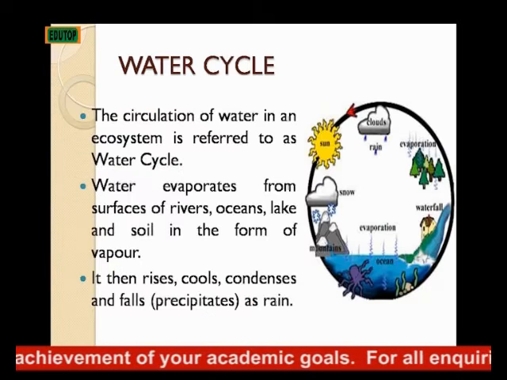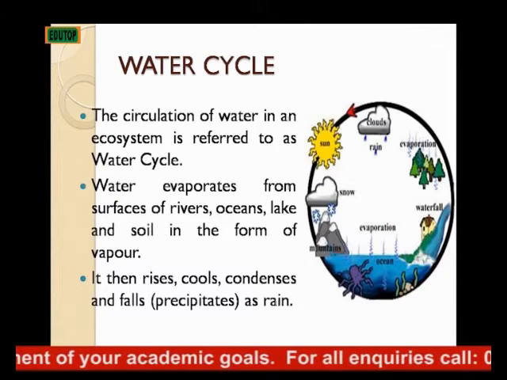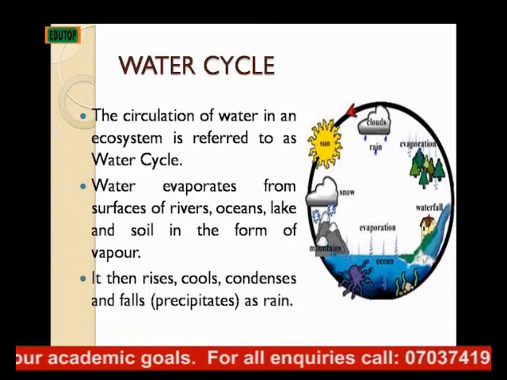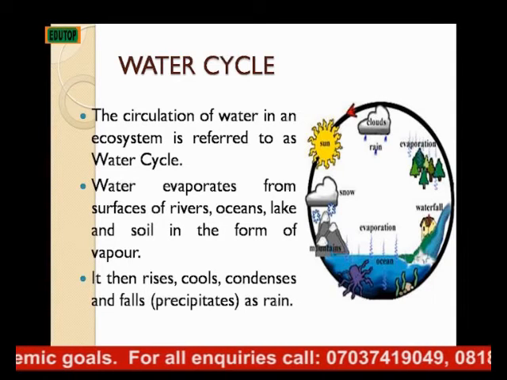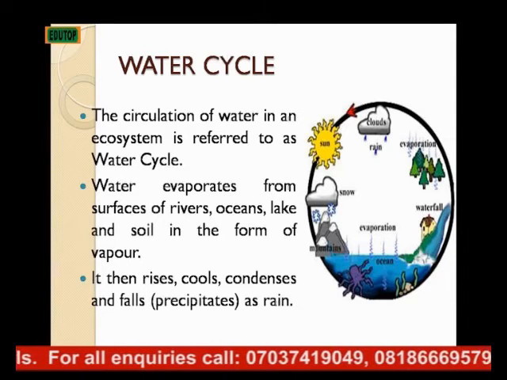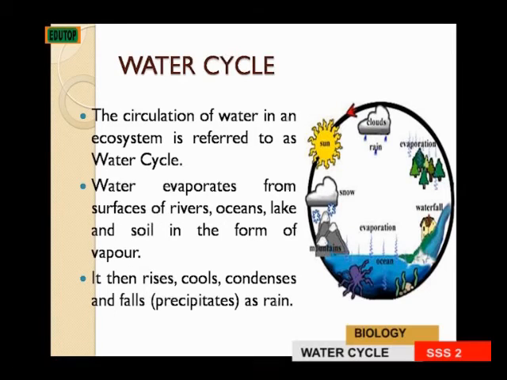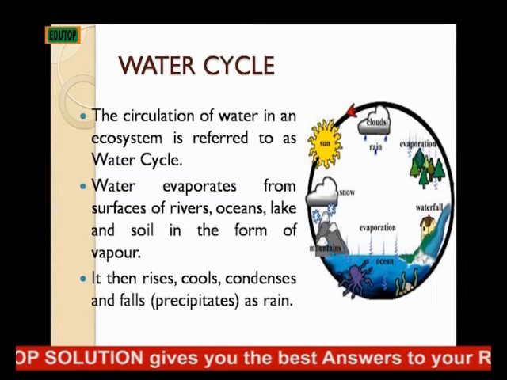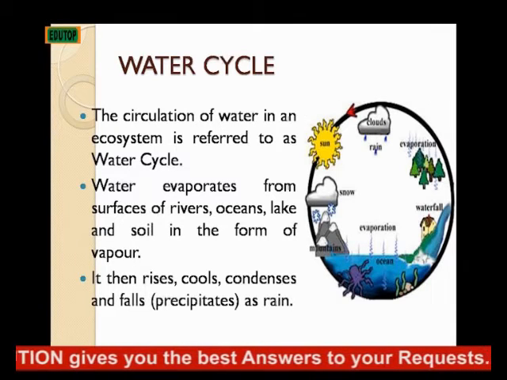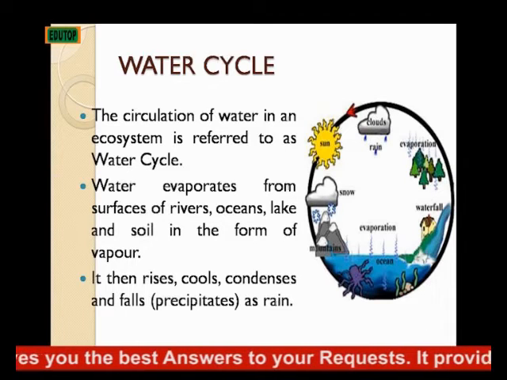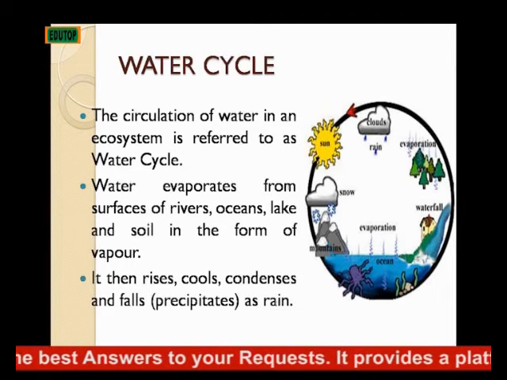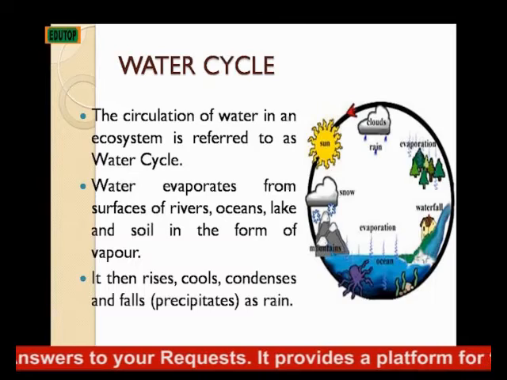The circulation of water in an ecosystem is referred to as the water cycle. Water evaporates from surfaces of rivers, oceans, lakes, and soil in the form of vapor. It then rises, cools, and condenses. So it rises, it cools, and condenses. Then it precipitates or falls as rain.